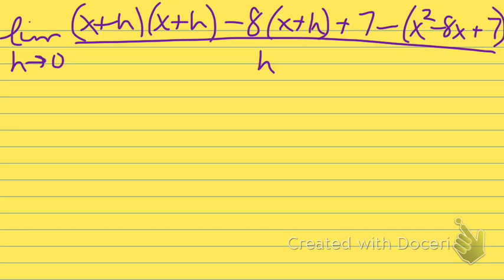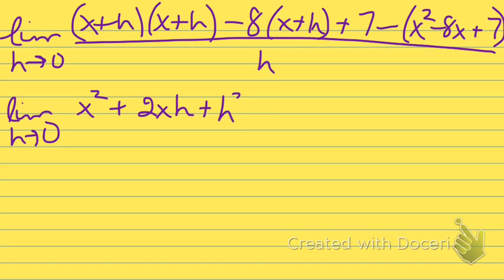Let's show it again. We're going to use FOIL. When we do use FOIL, the outers give us an xh. The inners also give us an xh, or you could call it hx. I'm going to take that in one step. The first makes x squared, the outers xh, the inners xh. Weird to be out of alphabetical order. Order doesn't matter. And the last, h squared.